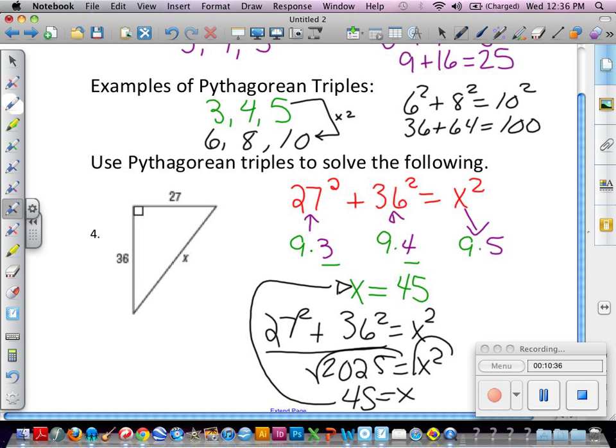But if you can spot that 3, 4, 5 pattern there and realize that they're in the same family, you're going to get that answer a lot faster.